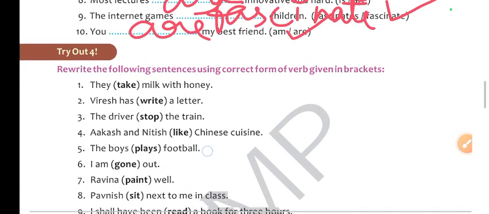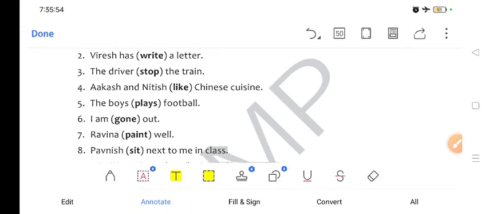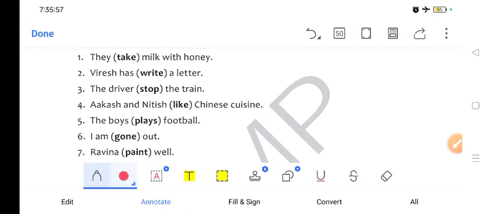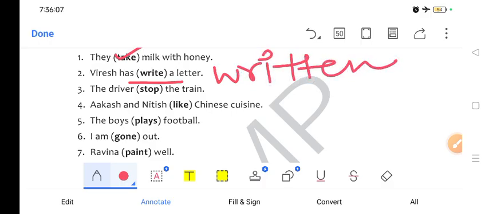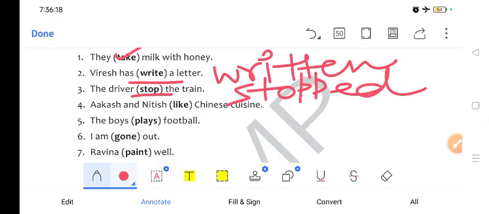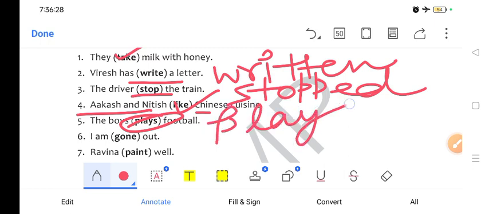Rewrite the following sentences using the correct form of the verb given below. The next one is they take milk with honey. So this is correct. Viresh has written. So we will use here "written". Written a letter. The driver stopped the train. So we will put here "stopped". Stopped the train. Akash and Nitish like. Plural subject, plural verb. Correct. The boys play, plural subject, but the verb is singular. So we'll put here "play".